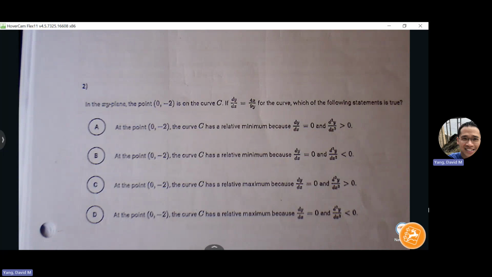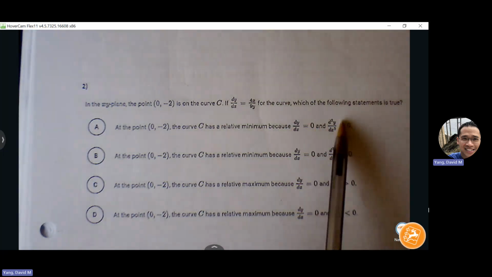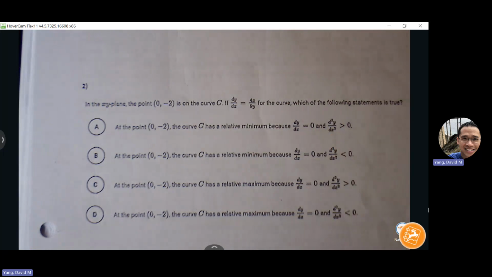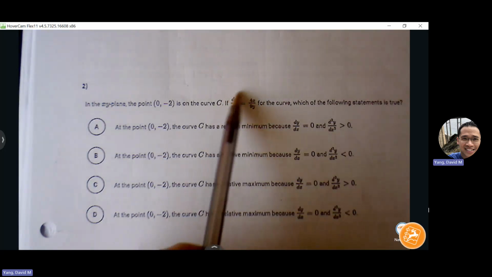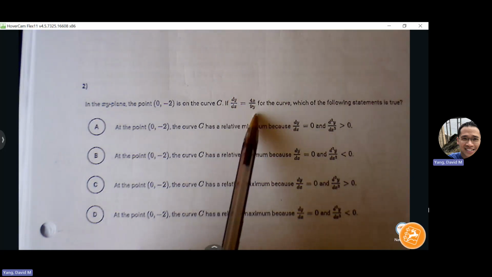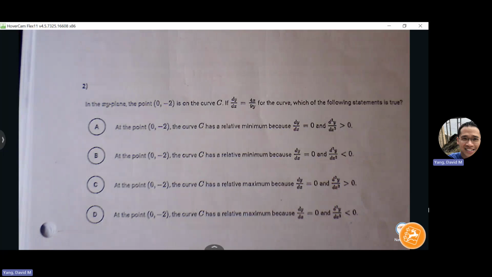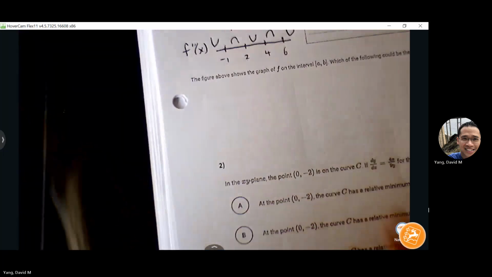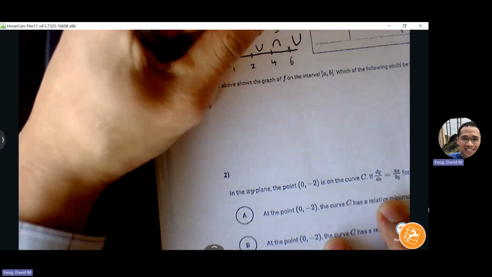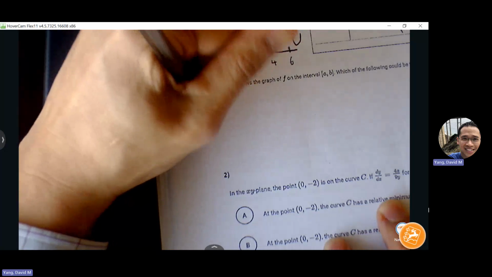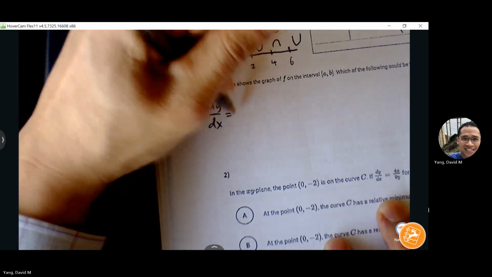If we're trying to prove something is a relative max or relative min from the second derivative, this is dealing with a second derivative test. So let's find the second derivative value. I'm going to find the second derivative function, plug in (0, negative 2), get the second derivative value, and that way I know whether my second derivative is positive or negative. Okay, so here's my dy/dx. We just have to find the second derivative.